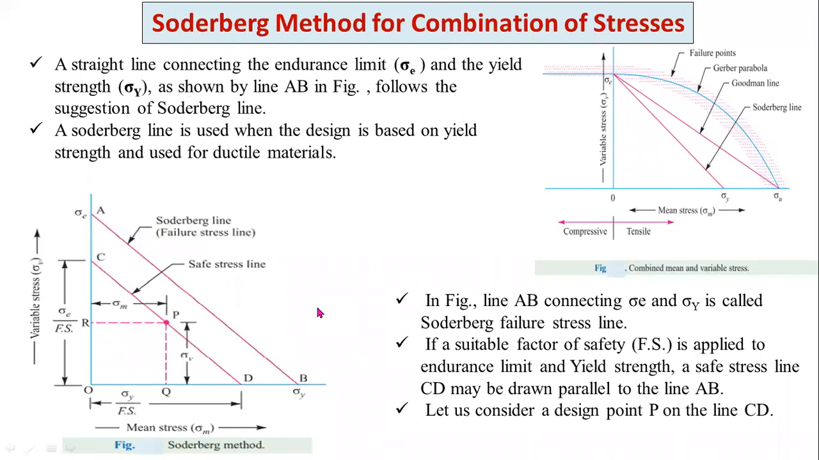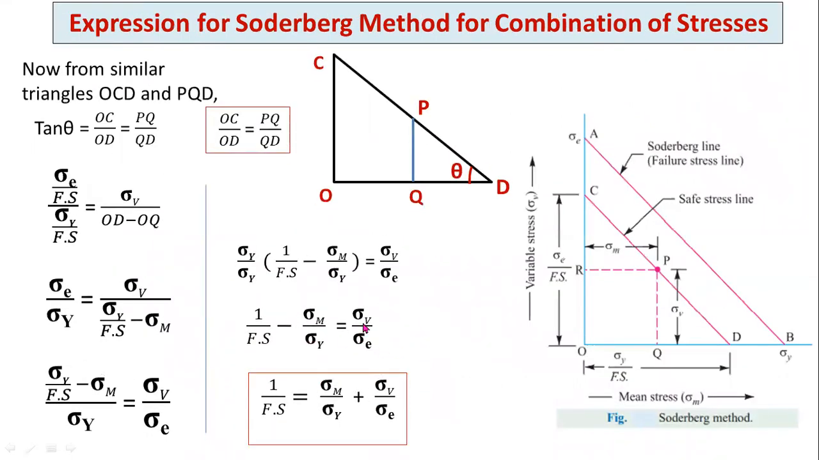And I also explained the Soderberg method. The Soderberg method mainly depends upon the endurance limit and yield stress. The design is based on yield stress and endurance limit. This is the derivation for the Soderberg method, and this is the formula for the Soderberg equation. I already explained it in the previous class.